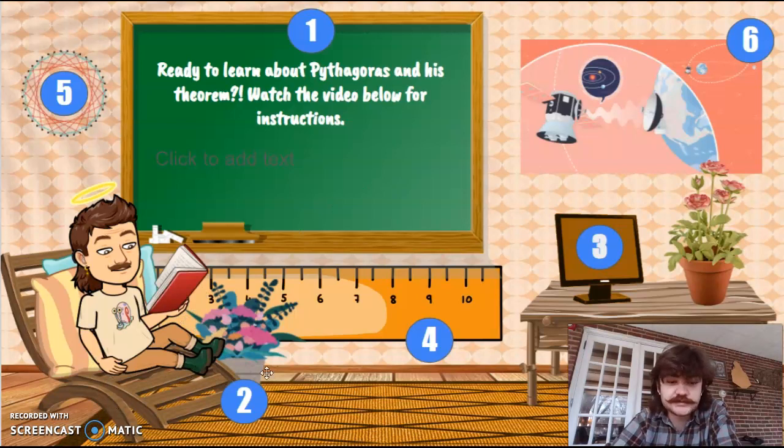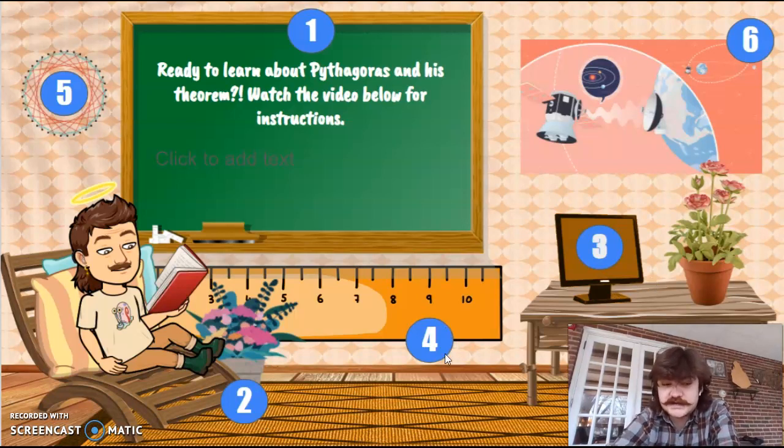So you'll start with number 2, which is me sitting reading this book, and you're going to watch a little mini biography about Pythagoras and his life. After that, you're going to move to 3, which is going to be a video explaining how to use the Pythagorean theorem to find missing side lengths. And then you're going to use what you learned in that video to do activity 4.